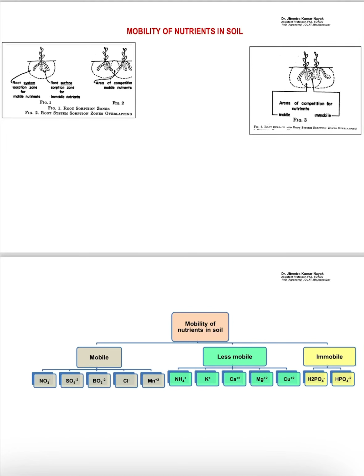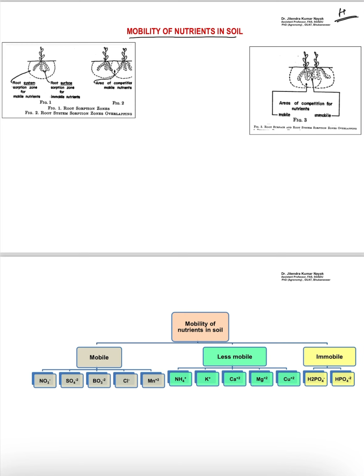Hello friends, today we are going to discuss an important concept related to soil fertility and soil nutrient availability. The important factor we are going to discuss here is the mobility of nutrients in soil. And in the next chapter we will study mobility of nutrients in plants.